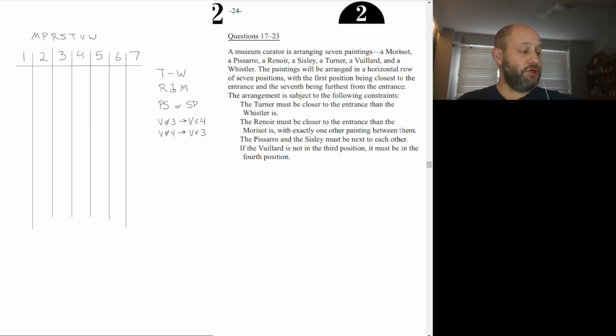Which leaves me only 2 possibilities. Either V is 3 or V is 4. Those are the only choices. I have nothing else available. Okay, so we have a choice at this point.